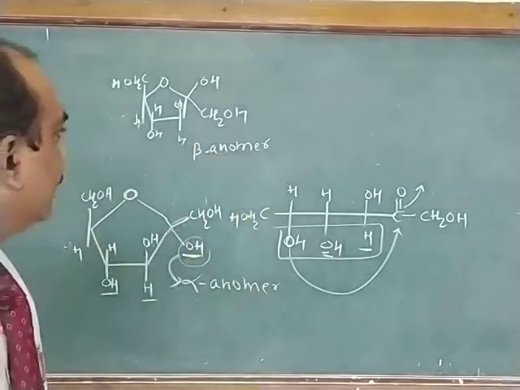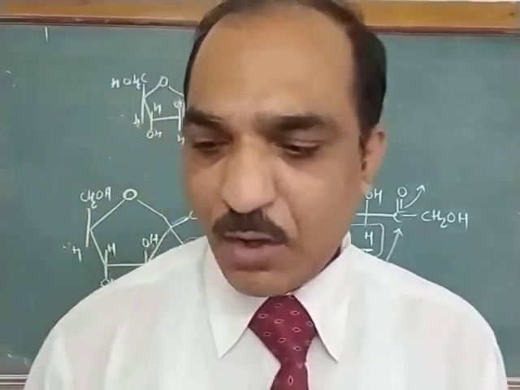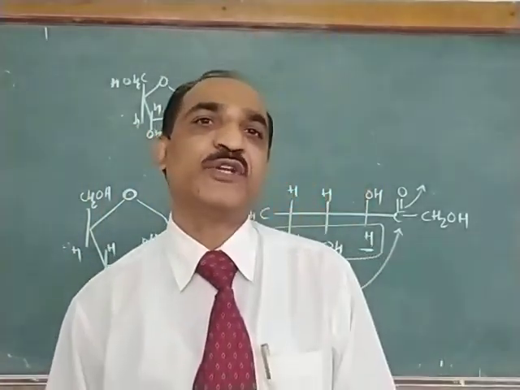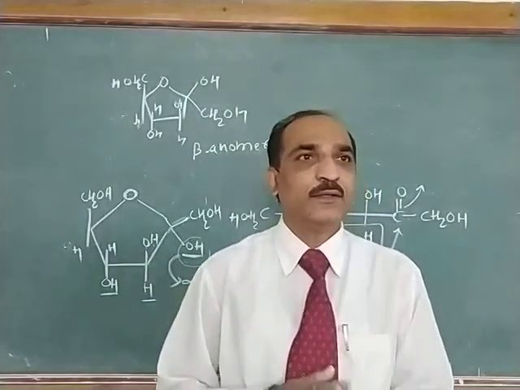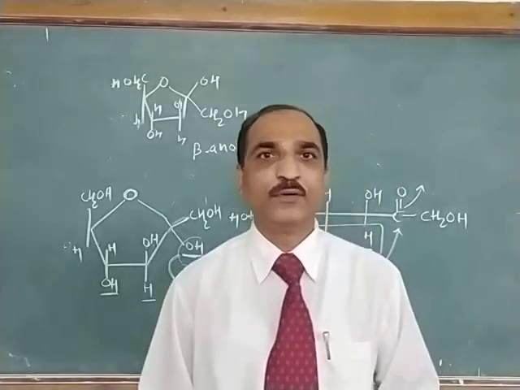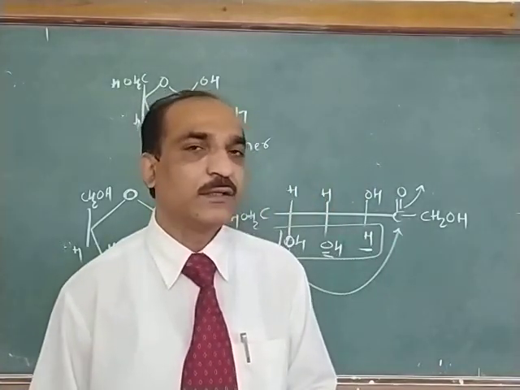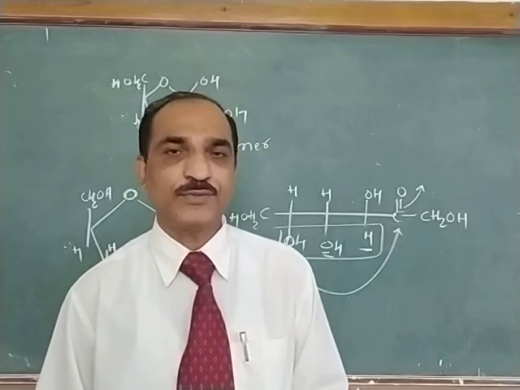So in this lecture, what we have studied is the conversion of the Fischer projection into the Haworth projection, and the easiest way to write the cyclic structure, or the hemiacetal structure, of glucose and D-fructose.